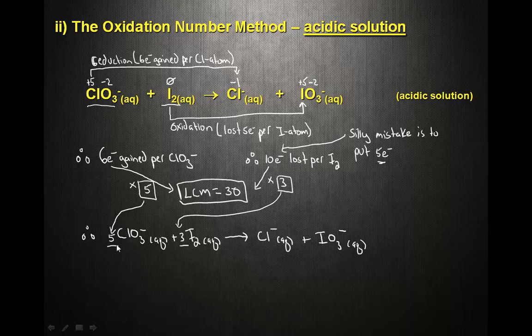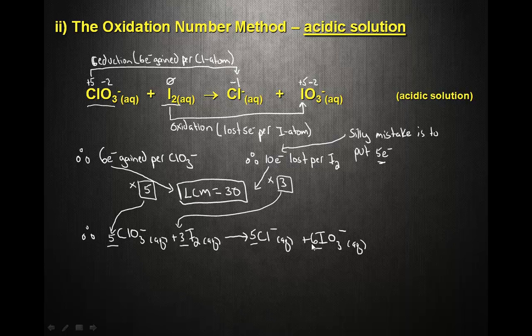So I'm going to look at chlorine. I've got 5 chlorines on this side and only 1 on this side, so I'm going to put a 5 there to balance my chlorines. I've got 6 I's on my reactant side and only 1 there, so I'm going to put a 6 there. Now, that has just taken care of my chlorine and my iodine. But we've got a problem here.